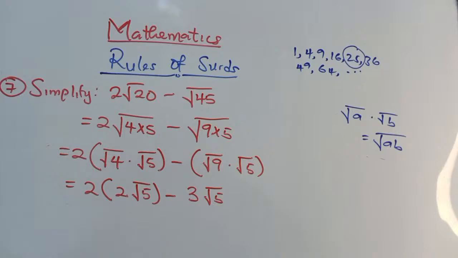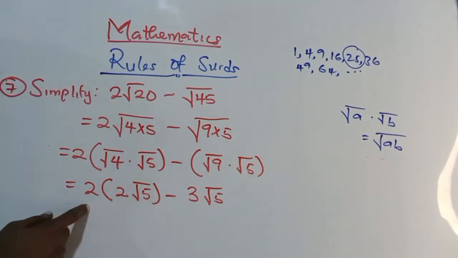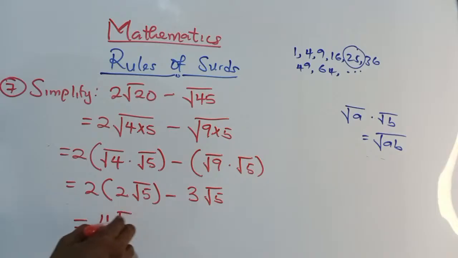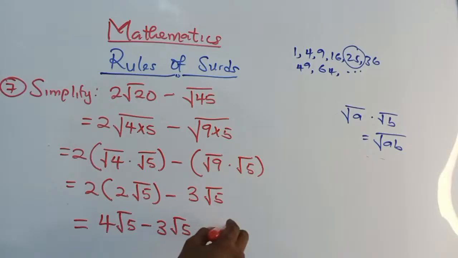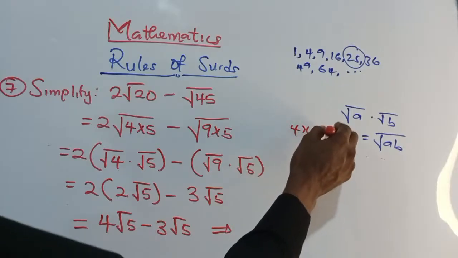Now we can multiply these two and this one. We can open this bracket. When we open brackets, what it simply means is we're multiplying this and this, which is 4. 4 root 5 minus 3 root 5. Okay, so 4 root 5 minus 3 root 5. What is the final answer? It is just like you having 4x minus 3x.